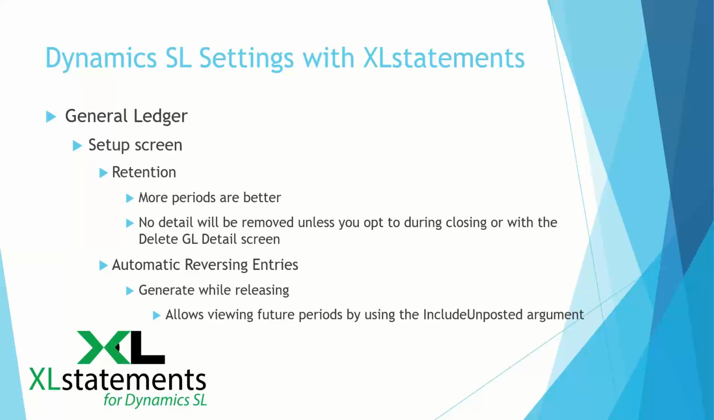And I don't know, maybe 10, 12 years ago, they gave you an option there for generate when releasing. And I definitely recommend that because Excel Statements lets you see those. If you generate your reversing batch at the same time as you release your batch, that reversing batch will be out there in that future period, and Excel Statements will be able to see that if you use the include unposted argument. You set that to true in your balance function. That's the first optional parameter.